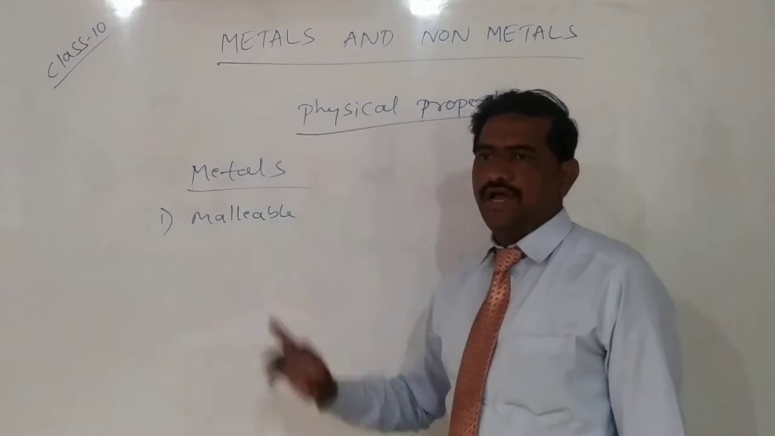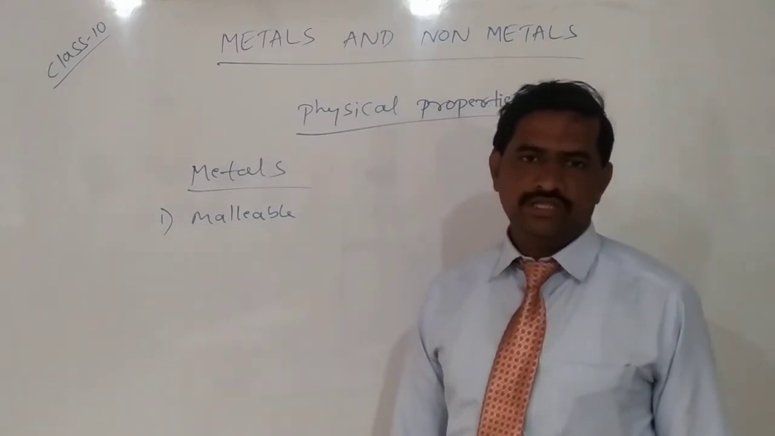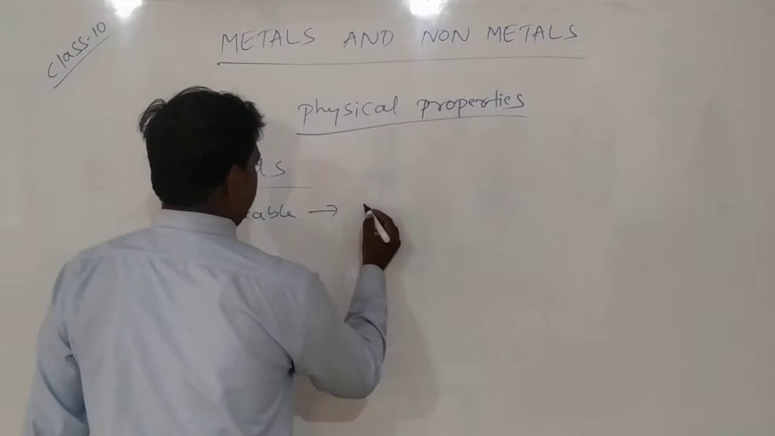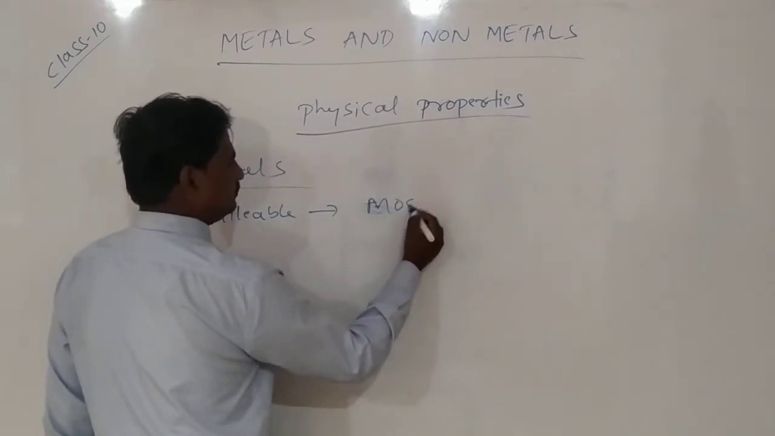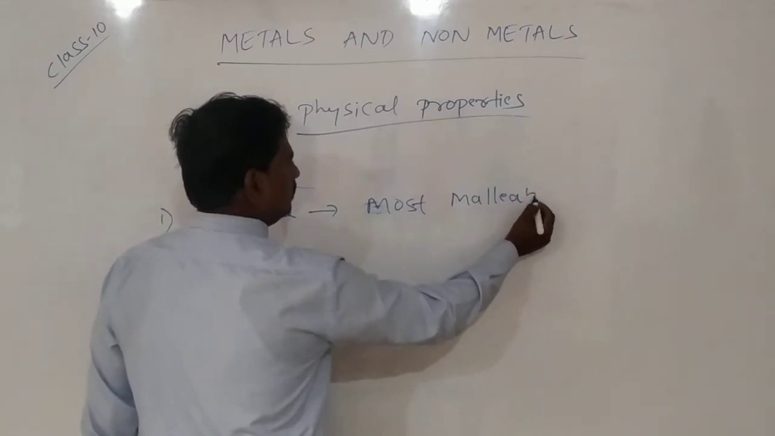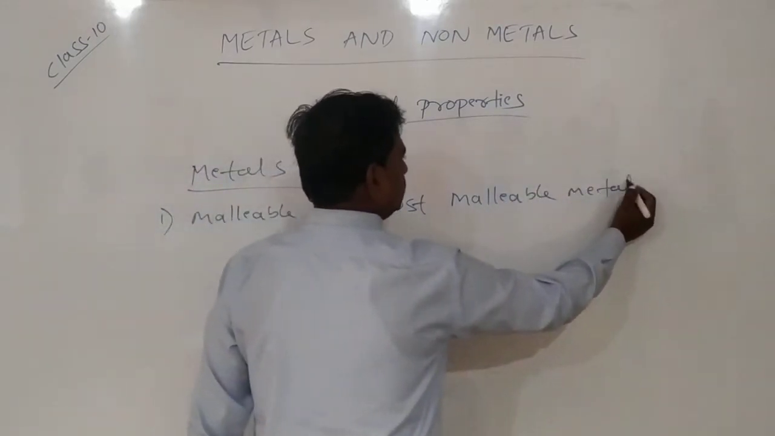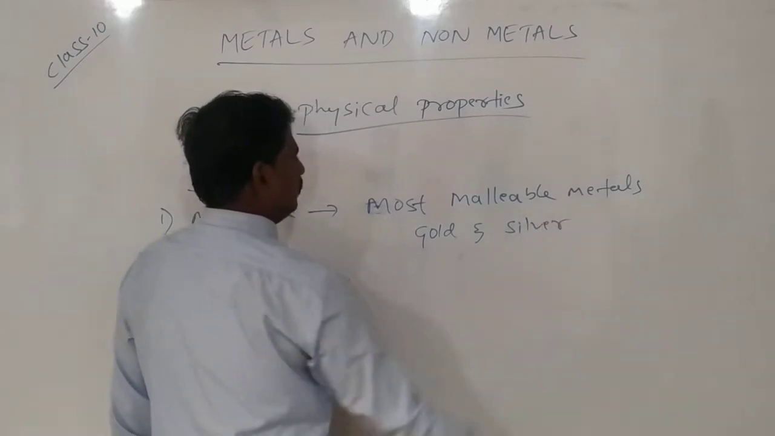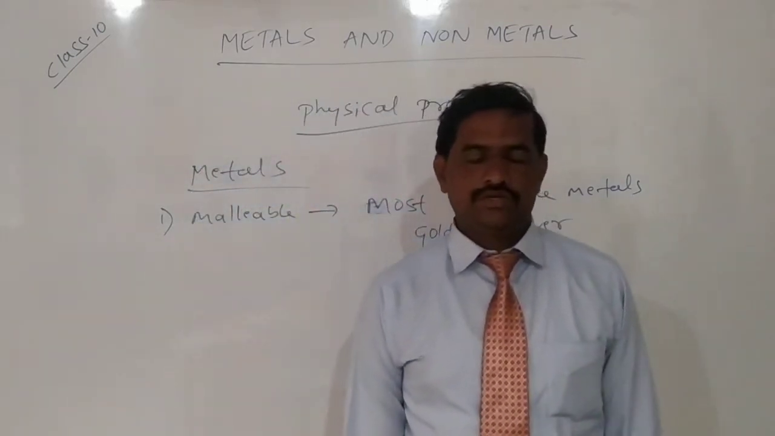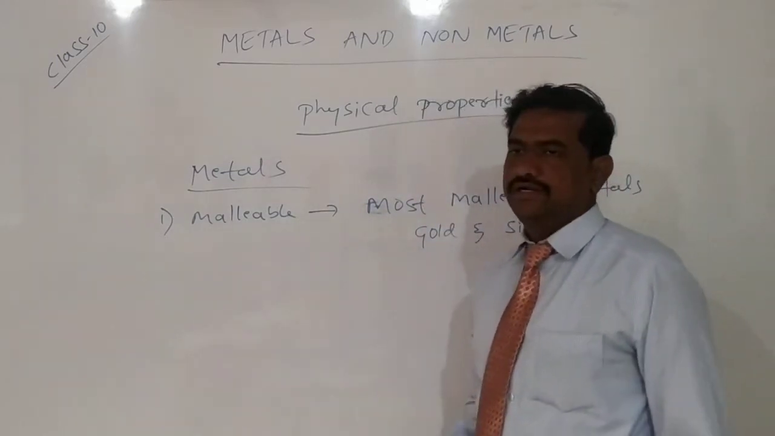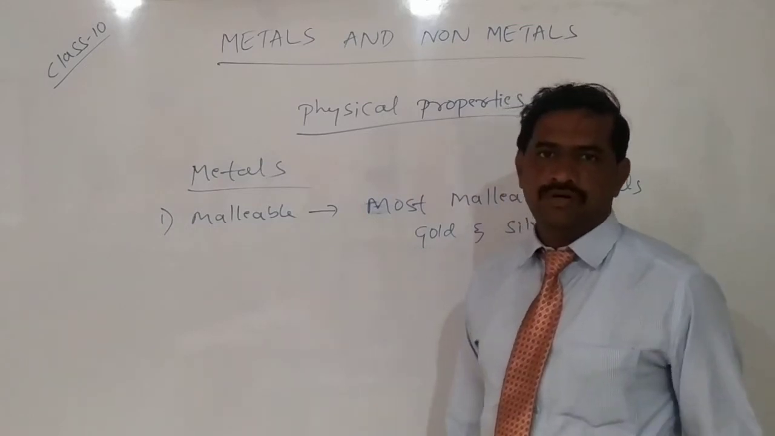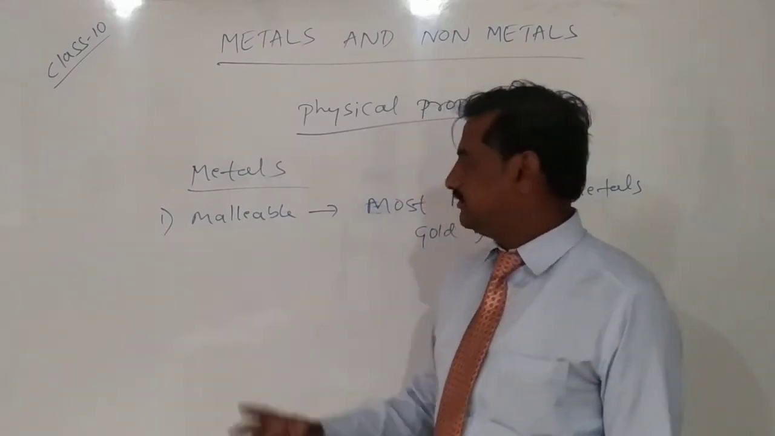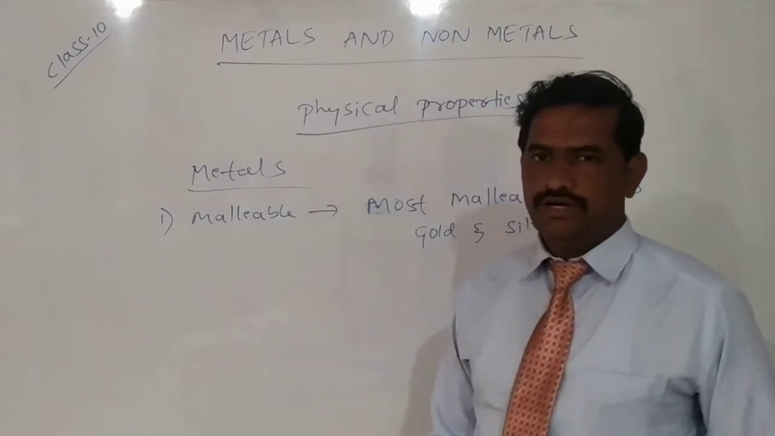The metals are malleable and ductile. Ductility means nothing but being drawn into wires. Metals can be drawn into wires. The most malleable metals are gold and silver. Usually all the metals are malleable and ductile. This is one of the physical properties. By beating, the metals can be made into thin sheets.